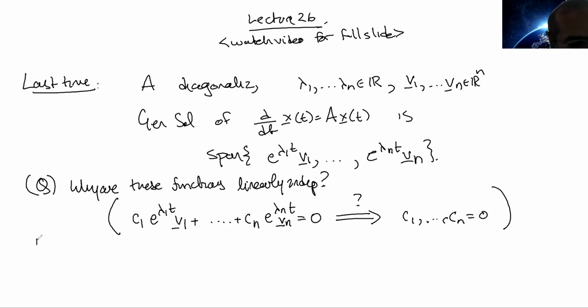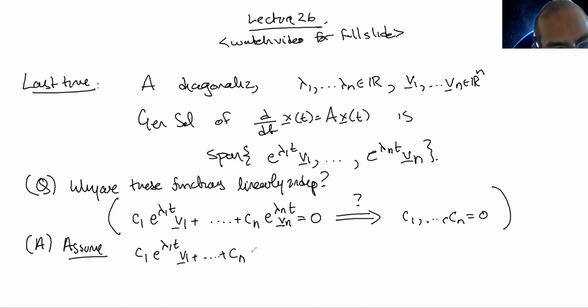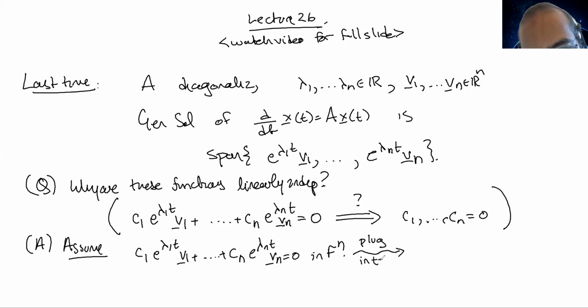So the proof is: assume that some linear combination of these functions is 0. Now, that's an identity of functions. That's what it means for something to be 0 in Fn. These vector valued functions are literally equal. So the idea now is something very simple. If they're equal as functions, they have to be equal at every point. So plug in t equals 0.